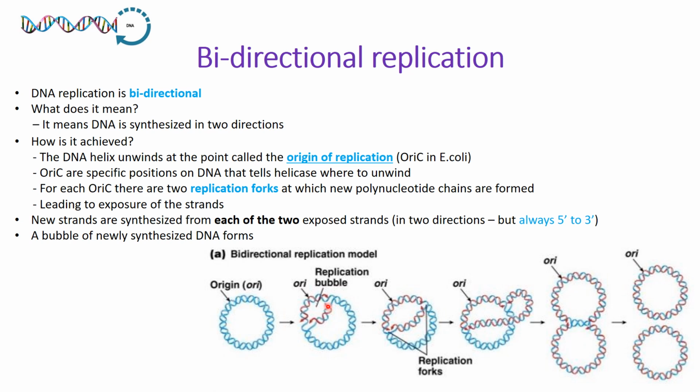So new strands of DNA are synthesized from the two exposed strands, which we heard about just now, but it happens in two directions, okay? Always from 5' to 3'. So DNA has to form from 5' to 3'. And this area over here between the two forks is called the replication bubble.